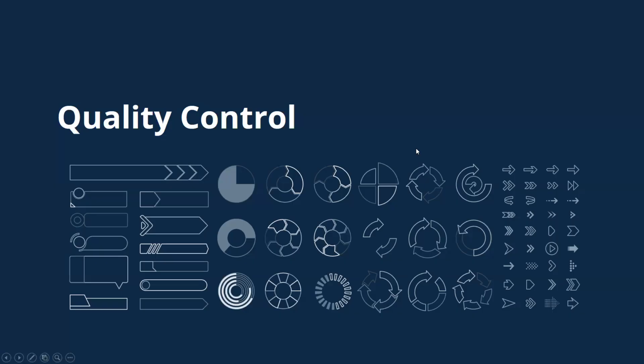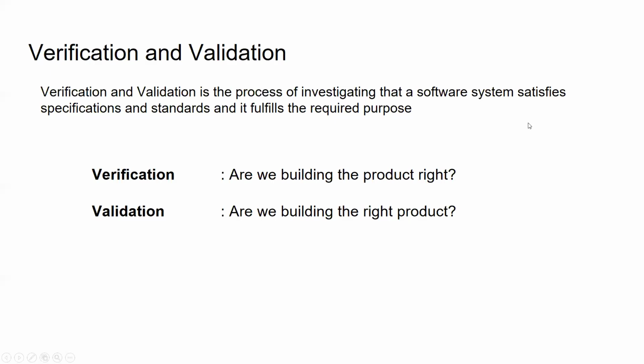Then we come to the last part of it, which is the quality control. So under quality control, we have two things: verification and validation. Under verification, what we are doing is we check whether are we building the product right.